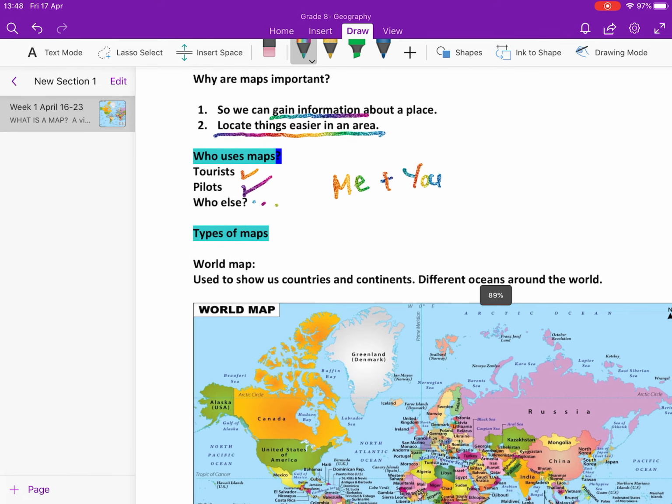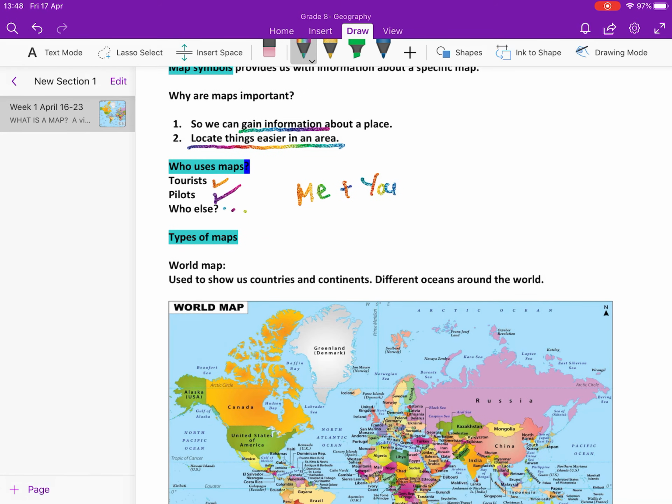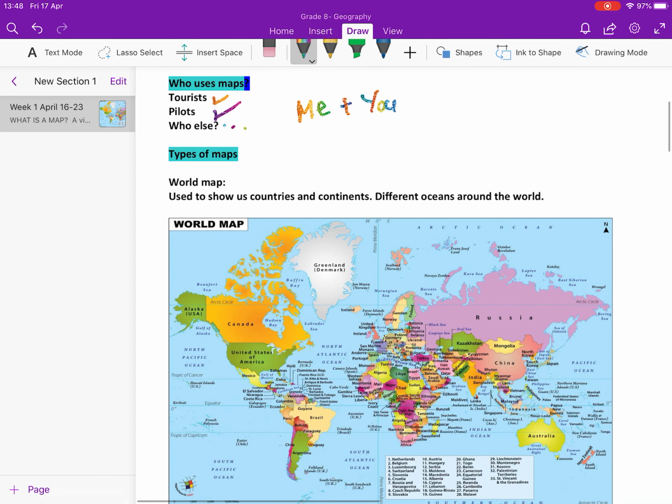Okay, the next point, and we are on your slides, we are looking at types of maps. The first map we're going to look at is a world map. A world map says it in its name, it's a map of the world. It is used to show us countries and continents and the different oceans around the world.